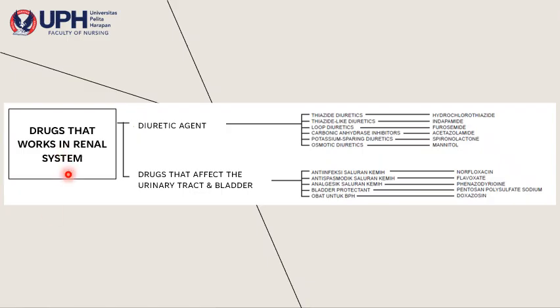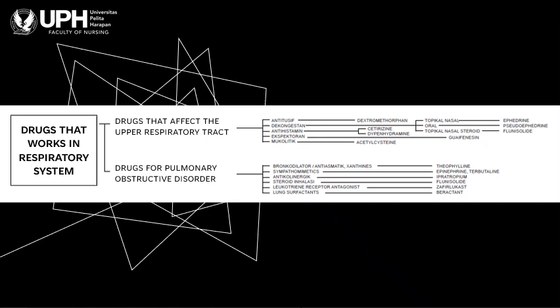Another one is the drugs that work in the renal system. So we have the diuretic agents and also the drugs that affect the urinary tract and bladder. So we have thiazide diuretics, thiazide-like diuretics, loop diuretics, carbonic anhydrase inhibitors, potassium-sparing diuretics, and osmotic diuretics, as well as the medicines that help when there is infection in the urinary tract and bladder, such as norfloxacin, flucloxacin, phenazopyridine, pentosan, and doxazosin. So these are the drugs that work in your renal system.